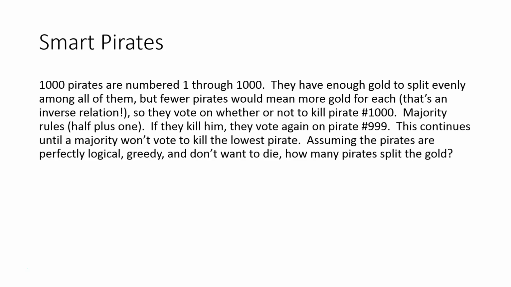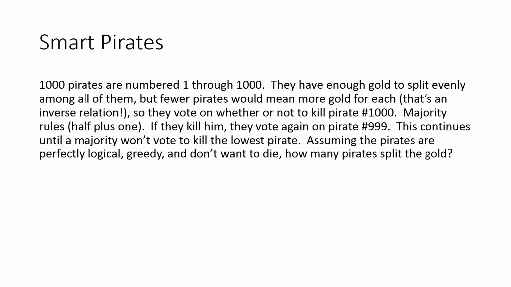So what's happening here is you have 1,000 pirates, and they're actually numbered 1 through 1,000. So if you're pirate number 1, you know you're pirate number 1. If you're pirate number 85, you know you're 85. If you're 762, you know you're 762. They have plenty of gold to split among everybody. Let's say like 1,000 factorial pieces of gold, so that you know that it could be split evenly among any number of pirates, 1 to 1,000.